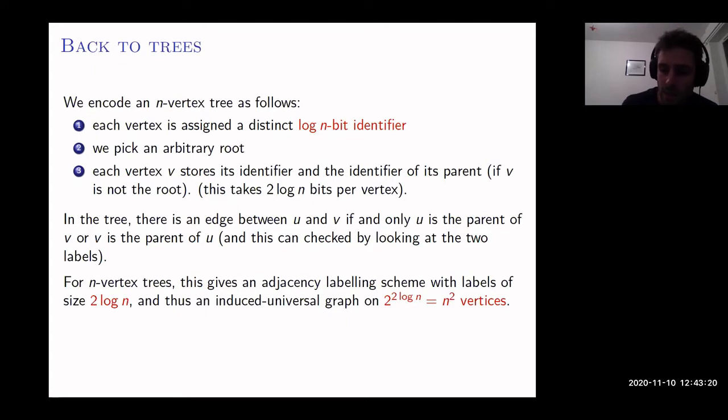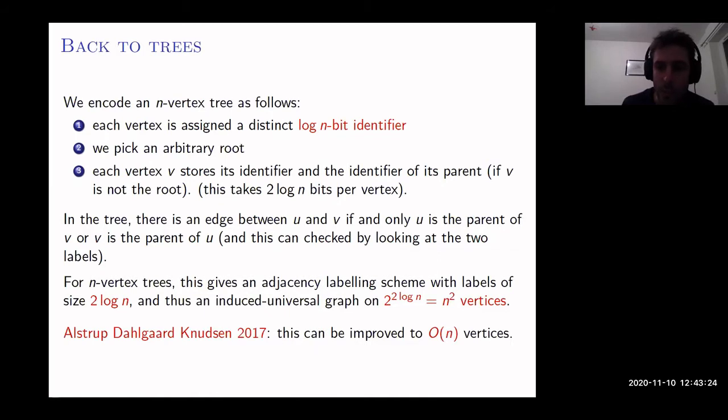And so there have been a lot of improvements on this n squared bound over the years. And the best known bound was obtained by Alstrup, Dahlgaard, and Knudsen in 2017. They proved that there is an induced universal graph with O(n) vertices. And in terms of adjacency labeling schemes, it means that there is an adjacency labeling scheme with labels of size log n plus a constant. And this is highly non-trivial.